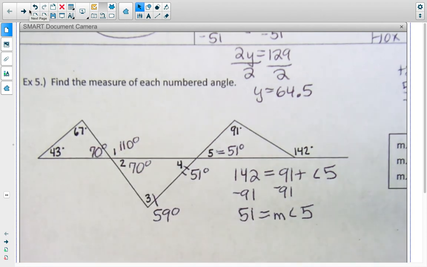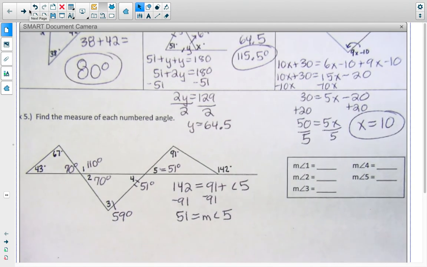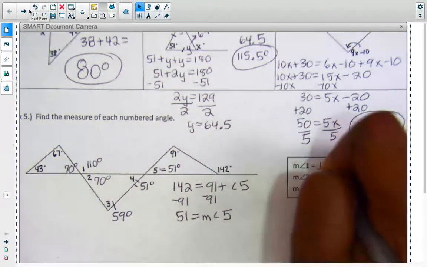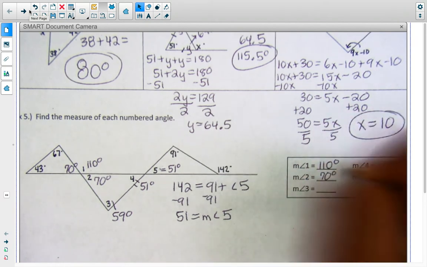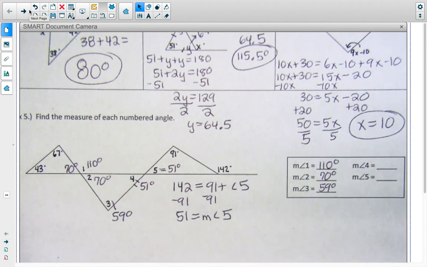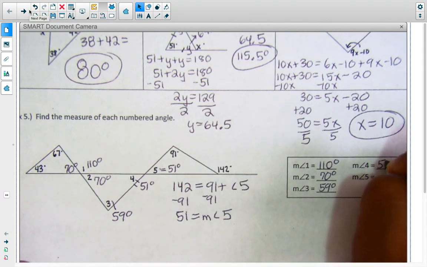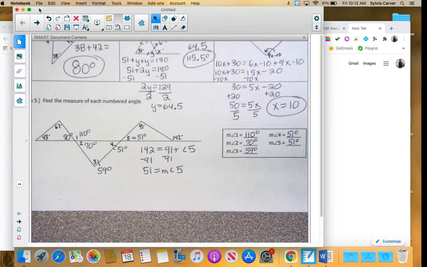And just like that, we have all 5 angles that we were looking for. Okay. The measure of angle 1 is 110. The measure of angle 2 is 70. The measure of angle 3 is 59. The measure of angle 4 is 51. And the measure of angle 5 is 51. So we used all kinds of theorems to help us figure out those angle measures.